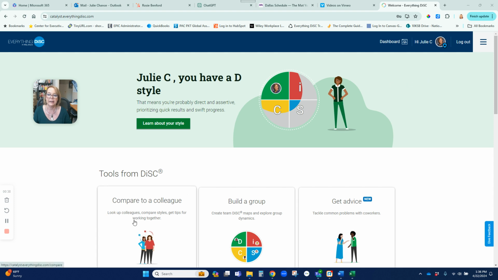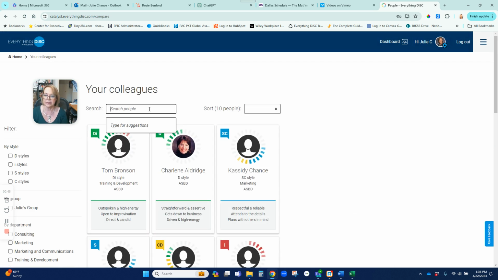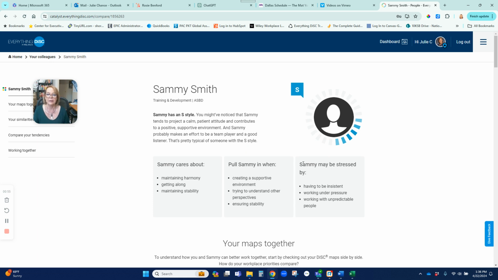The colleagues section can be accessed from the home page where it says compare to a colleague, and it will take you to this page. Today I'm going to compare to a hypothetical colleague named Sammy Smith. What I recommend is that leaders sit down with their team members, the people who report to them, and use the colleagues function on Catalyst to have a discussion around what your differences and similarities are in the information in Catalyst.